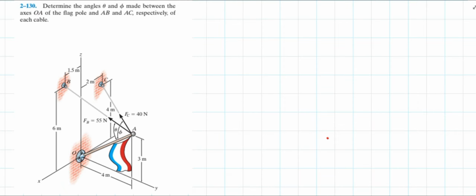So question number 2130 says: determine the angles theta and phi made between the axis OA of the flagpole and AB and AC respectively of each cable. So this question demands that we find the angle between OA and AB, and similarly OA and AC.